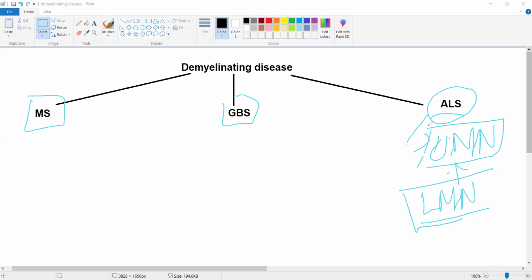In multiple sclerosis patients, there are typically multiple neurological complaints.